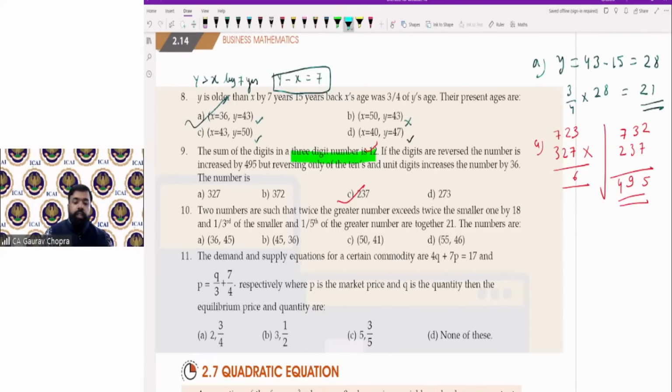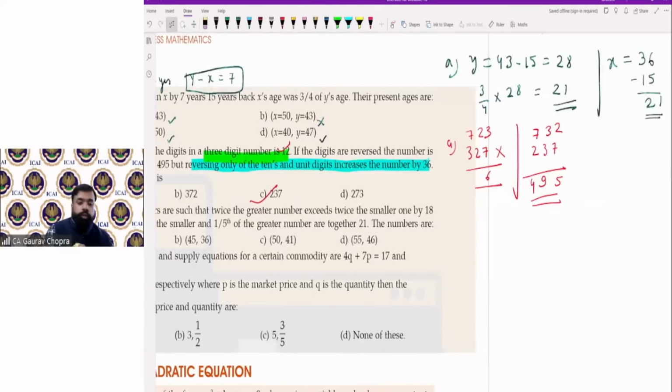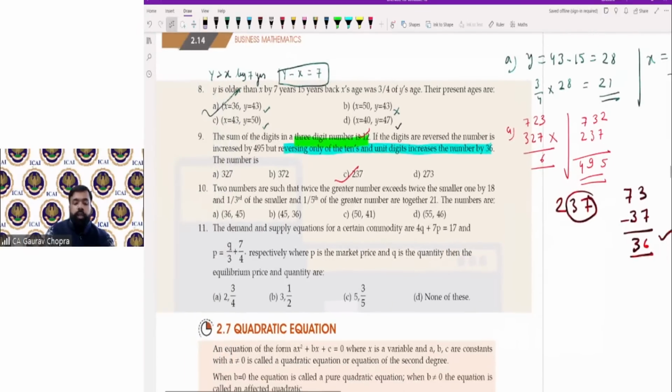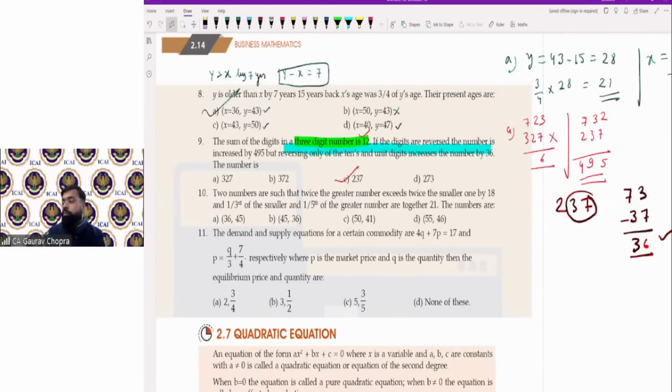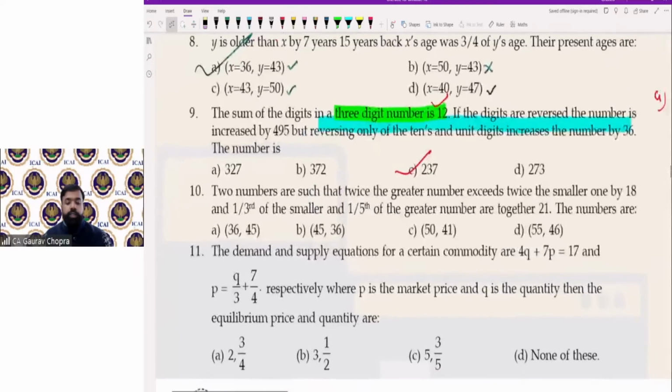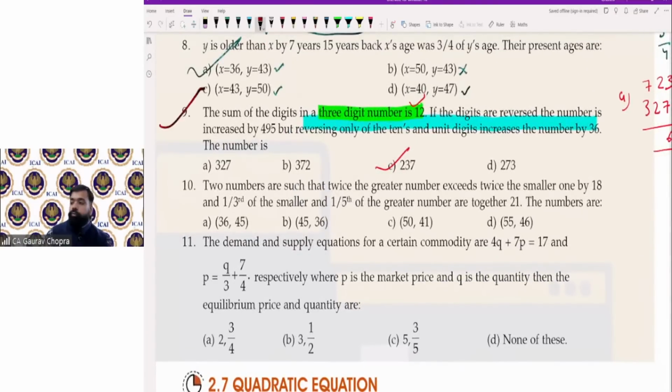So if you want to verify the last condition, by reversing only the tens and unit digit, it will increase by 36. So 237. Now interchange only these two digits. 73 minus 37, you will get 36. So this condition is also verified. So 237, option number C, is the correct answer. All right. This will be your correct answer.